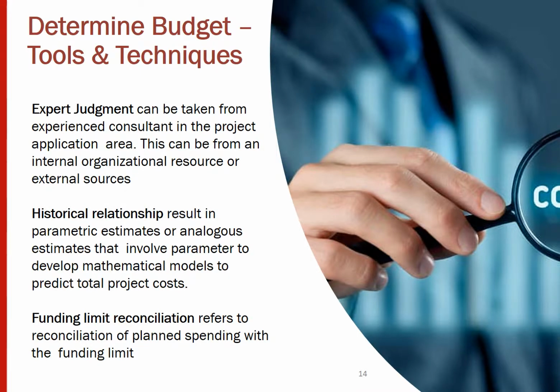Expert judgment is a technique in which an expert's help is sought to estimate the activity. Expert is someone who might have worked on a similar project in the past and has good idea to estimate the activity cost involved. Historical relationships are used to predict the total project cost using mathematical model. This is similar to analogous estimate or parametric estimate method.